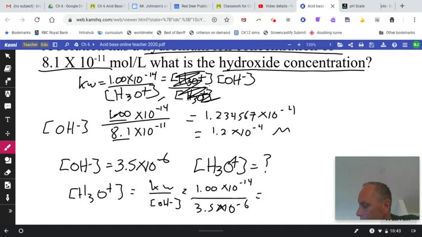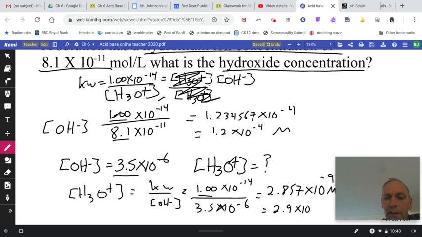And that one works out to be 2.857 times 10 to the negative 9 moles per liter. And sig digs, these are normal numbers, not pH. 2 sig digs, 3 sig digs, so my final answer is 2.